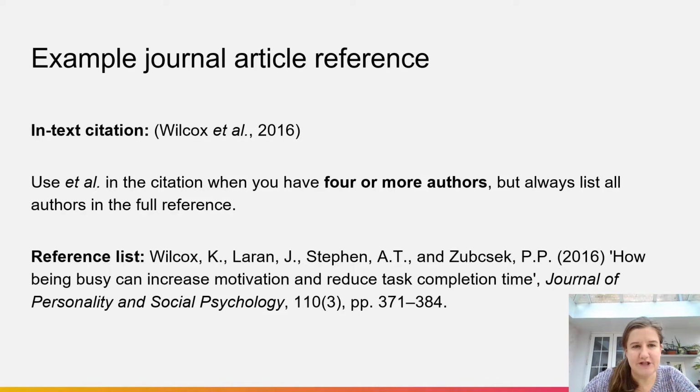So in the in-text citation here, we've got Wilcox et al. 2016. If I had 1, 2 or 3 authors, I would name them all, but because there are 4, then I can use et al. In the reference list, we've got all 4 authors and their initials. We've got the year that this article was published in brackets. Then we've got the title of the article, and this should go in single quotation marks, followed by a comma, and then the title of the journal in italics.